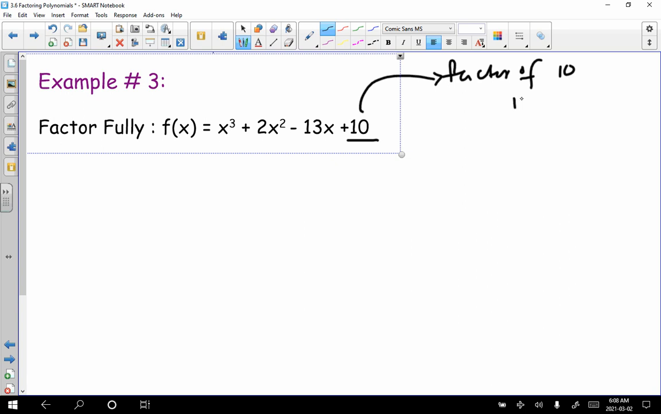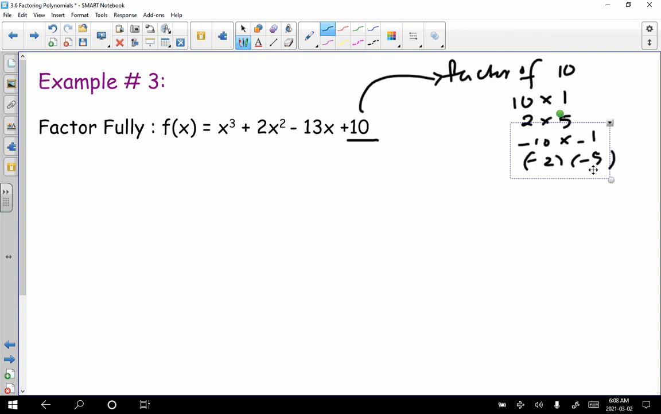So, 10 is 10 times 1, 2 times 5. And you can also think of the negative integers, right? Like negative 10 times negative 1 or negative 2 times negative 5. These are all factors of 10. So let's try with the small ones and see what happens. Okay, let's try, what about, say, factor 1?